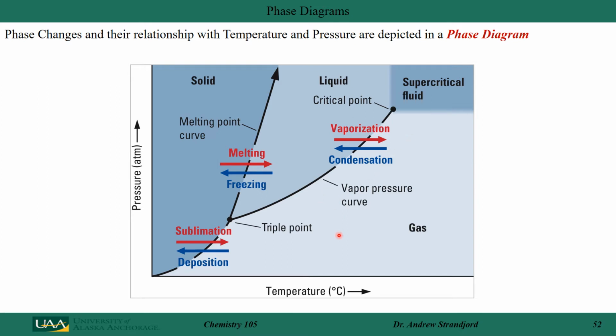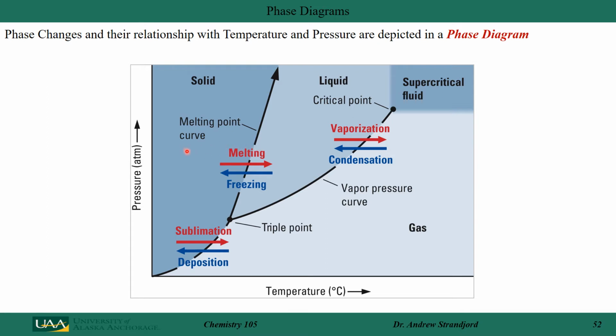In other words, if I change the temperature at a constant pressure, I can go from a solid to a liquid. I keep on raising the temperature, I go over to a gas. If I start over here in the gas phase and I start to reduce the temperature at a constant pressure, I condense the material into a liquid, and finally I freeze it into a solid.